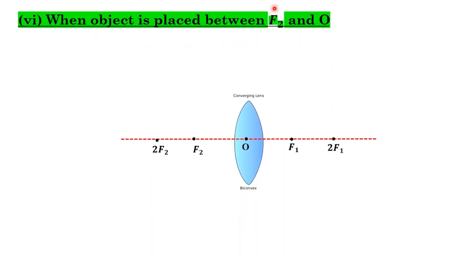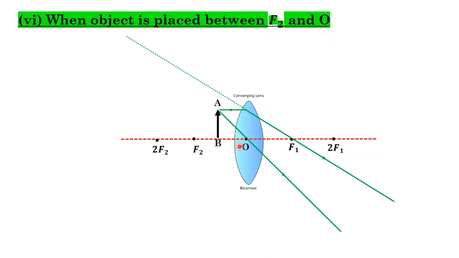Okay, so next and last case: when an object is placed between F2 and the optical center. Suppose here is F2 and the optical center. So this is our object. The first ray will go parallel to the principal axis. After refraction, it passes through focus. The second will go through the optical center. Now you can see these two rays are diverging. So if we extend these rays in this direction, they will never meet. So we have to extend these rays in the opposite direction, like this and this. So we assume that these two rays will meet at this point. In the direction they travel they will not meet, but in the opposite direction they will meet. So this is our imagination.